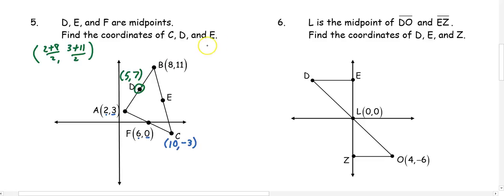And then E is a midpoint again. And now that I know C, I can just do the midpoint formula. So 8 plus 10 over 2, and 11 plus negative 3 over 2, which gets us the coordinate 9, 4.